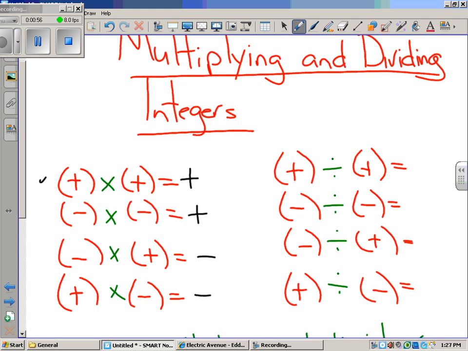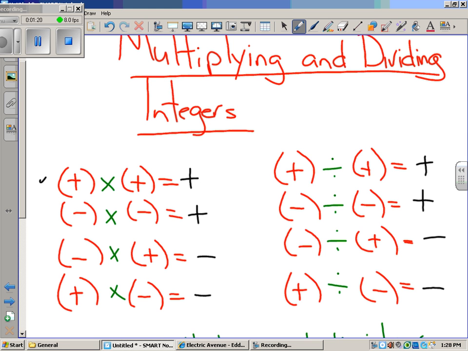Division was the absolute same. Remember that we say multiplication, division, because the rule applies to both. So again, if you are dividing two positive integers, you're going to have a positive answer. If you're dividing two negative integers, you're going to have a positive answer. If the signs are opposite of each other or different, you will only get negative answers.